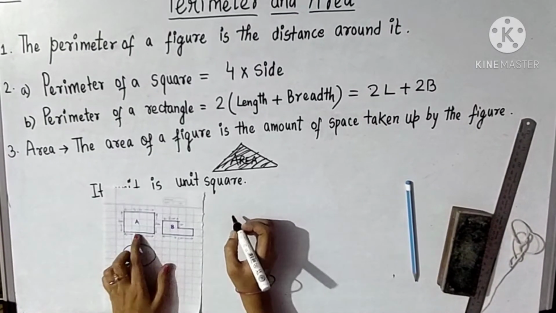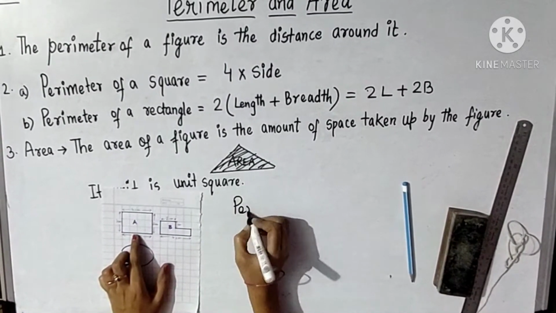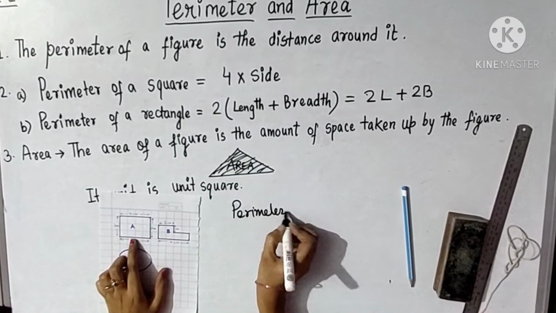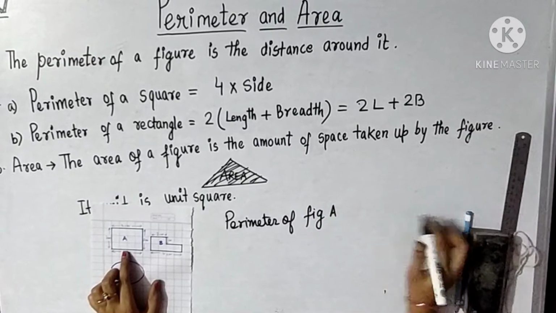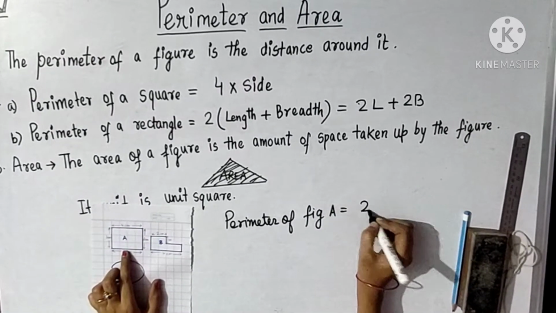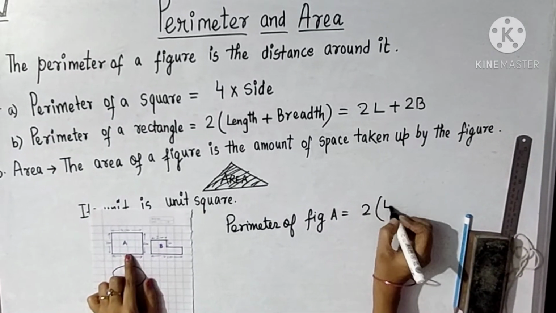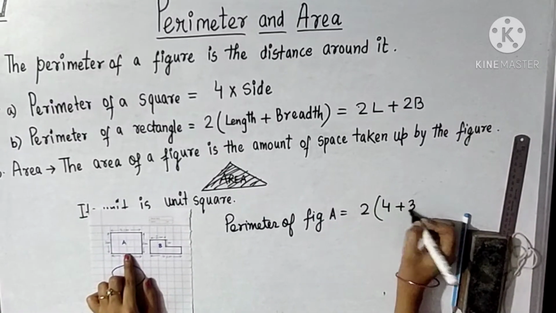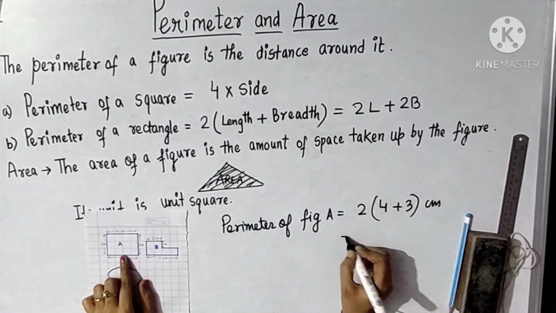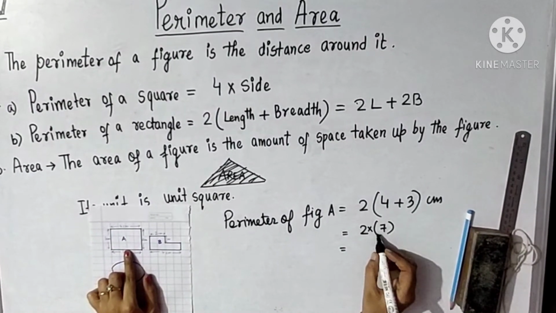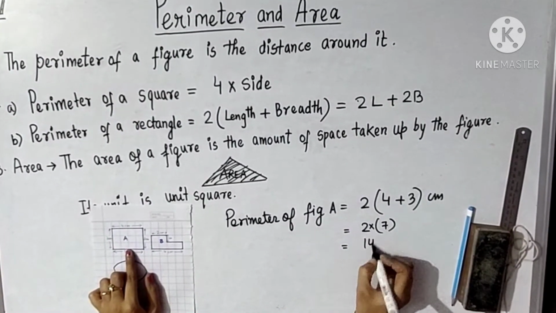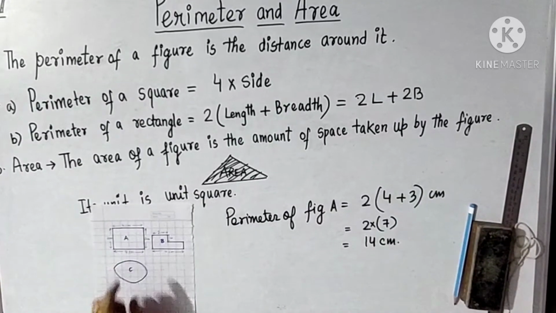Now, if we apply the formula, perimeter of figure A is equal to 2 into length, which is 4 centimeter, plus breadth, which is 3 centimeter. So 2 into 7. Bracket means multiplication. So the perimeter is 14 centimeter.